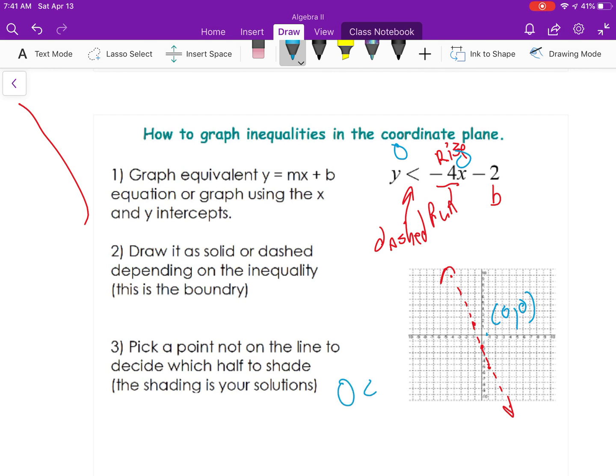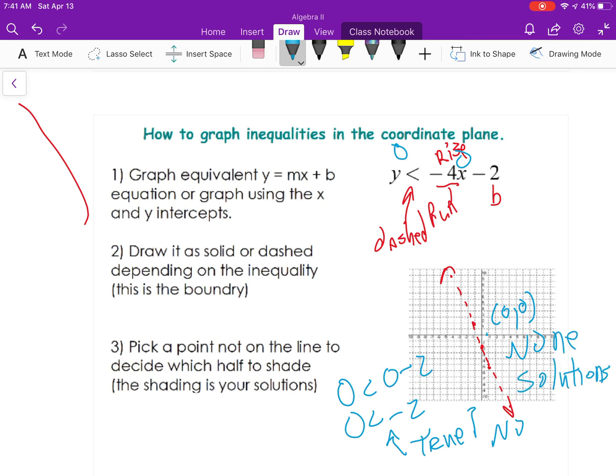So now -4 times 0 is 0. 0 minus 2 is -2. Is this true? Is 0 smaller than -2? No. So this is all my non-solutions. I'm not going to shade there. I'm going to shade to the other side.